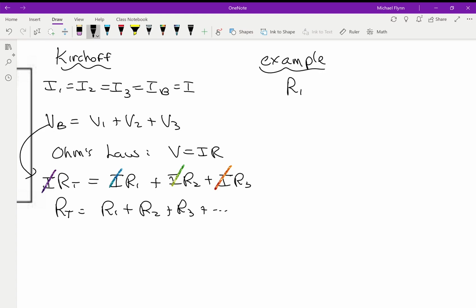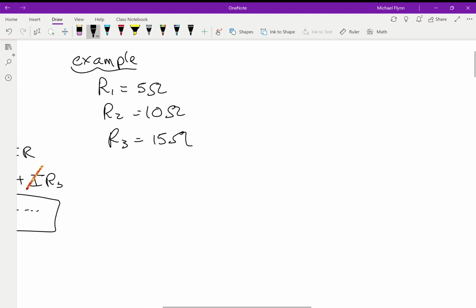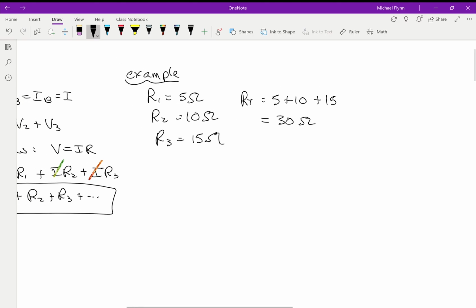Let's say R1 was equal to 5 ohms, R2 was 10 ohms, and R3 was 15 ohms. Then what is the total here? I'm going to put this in a box. What's the total resistance? I don't mean to insult your intelligence here. Some students will say, whoa, the total. Well, obviously the total is just 5 plus 10 plus 15, and that is equal to 30 ohms. And you'd be right. That's it in a series circuit.